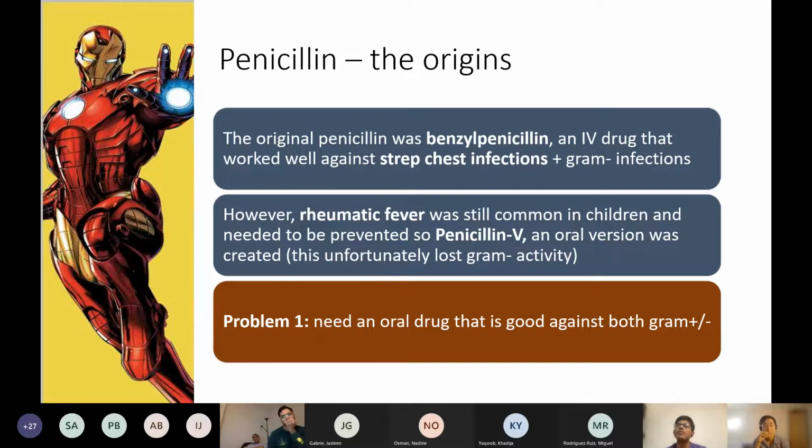Can anyone tell me, in terms of bacteria, what was the prevailing infection at the time that penicillin was basically designed to destroy? The clue is sore throats used to kill kids.